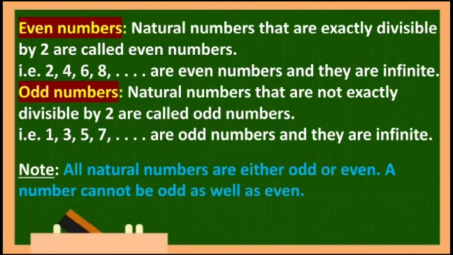Natural numbers that are not exactly divisible by 2 are called odd numbers. For example, 1, 3, 5, 7, etc. These numbers are not exactly divisible by 2, hence they are called odd numbers. And they are infinite. All natural numbers are either odd or even. A number cannot be odd as well as even.